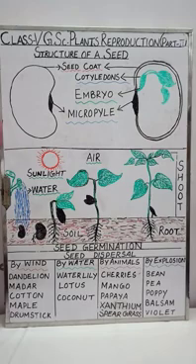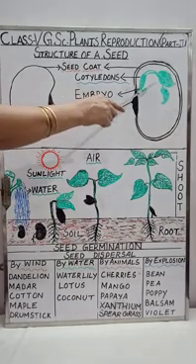Some seeds like beans, peas, grams have two cotyledons and are called dicotyledons, whereas seeds like rice, wheat, maize have one cotyledon and are called monocotyledons.